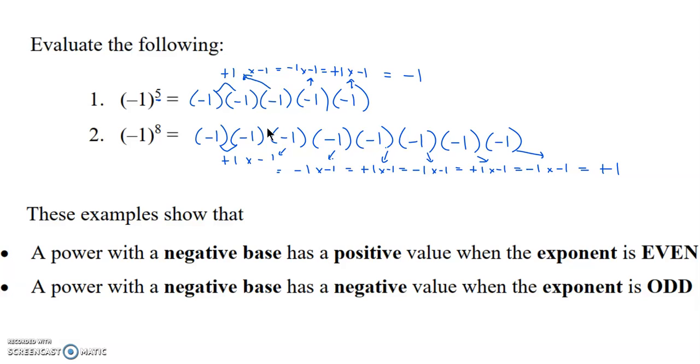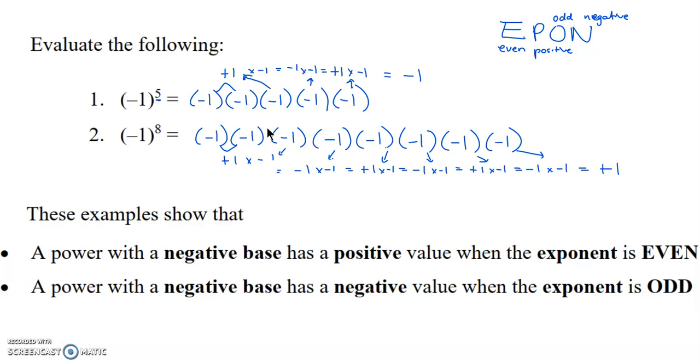So we have a rule that can help us, and this rule is called EPON for short. If the base is negative and the exponent is even, then the answer is going to be positive. If the negative base has an odd exponent, then we're going to see a negative answer.